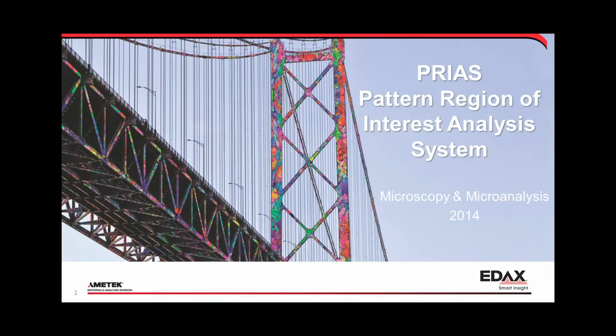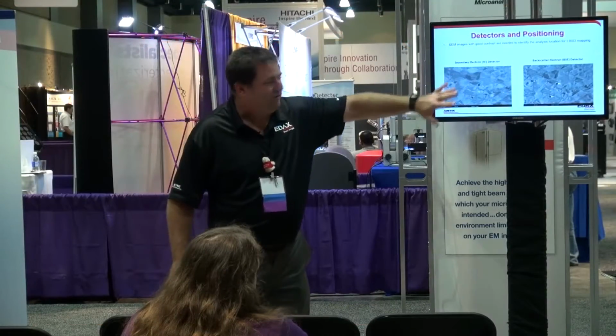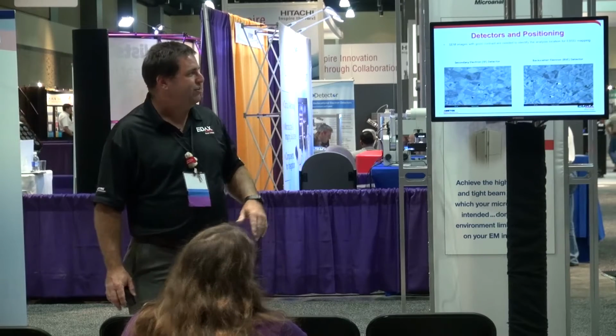I'm going to be talking today about something we've introduced which we call PRIAS, which is the Pattern Region of Interest Analysis System. So, generally when we think of looking at a microstructure for EBSD analysis, we want to pick the right area. And you can see from just the secondary electron and backscatter electron image, we can see grain contrast when we look at it flat with SEM detectors.